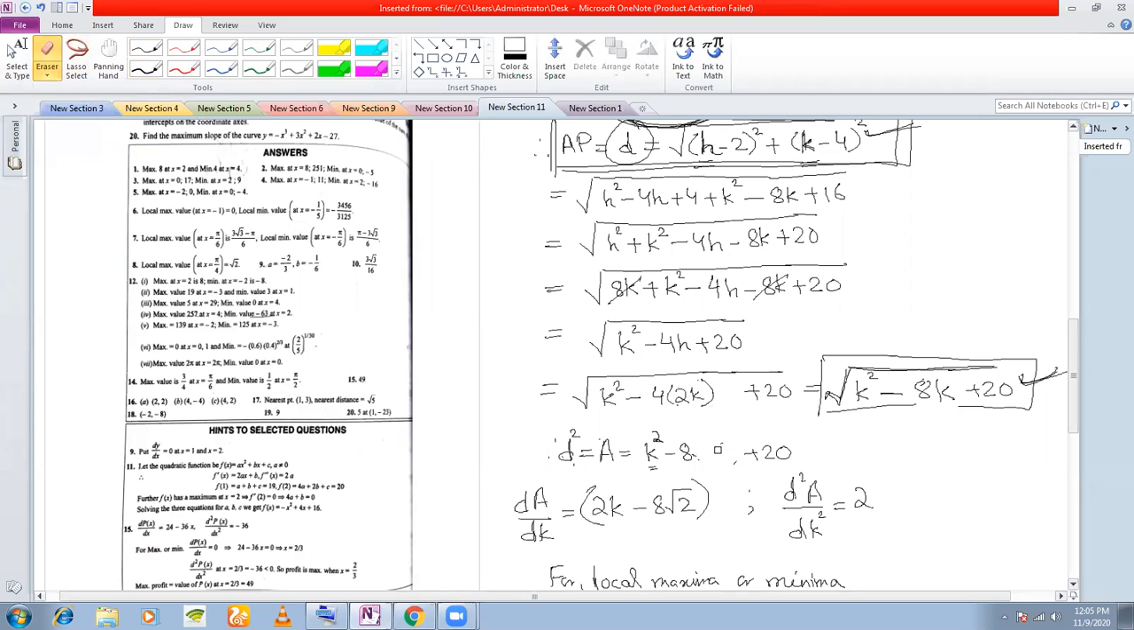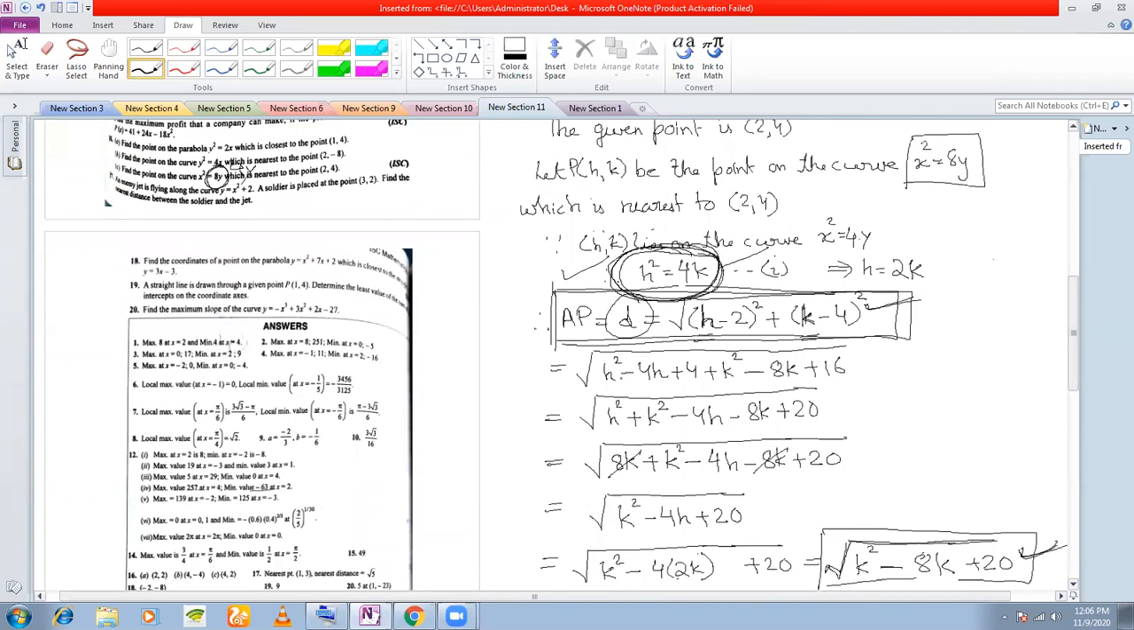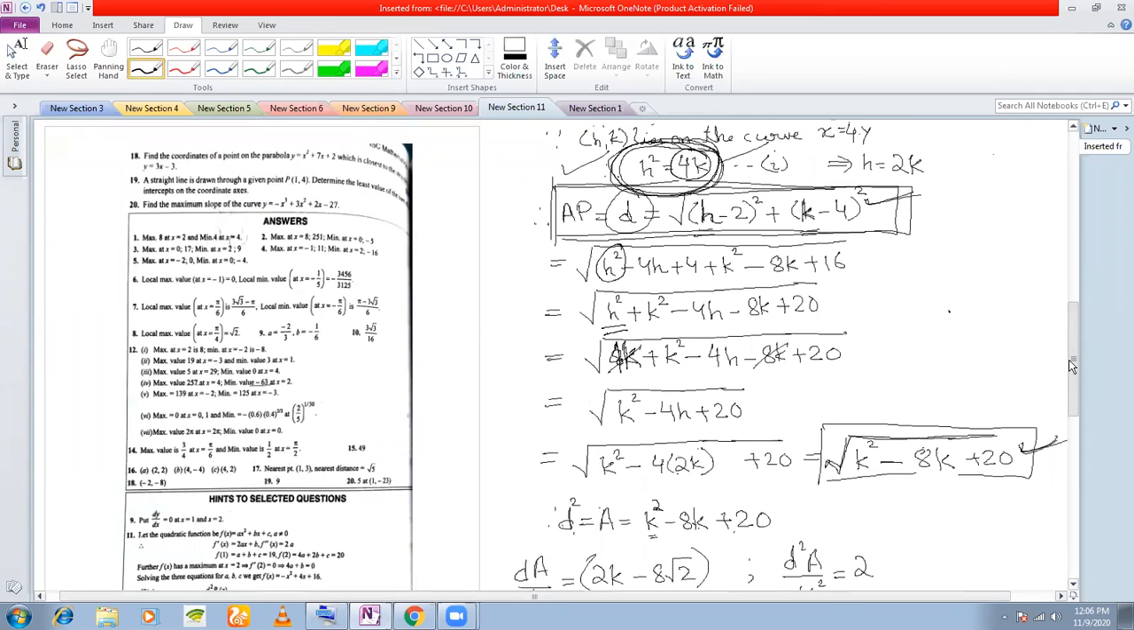Sir, from the things which we have changed now, can you explain AP is equal to d, the distance formula? Distance formula I have understood, but the approach of proceeding... See, h square is there. So I replace h square by 4k. This h square I replace by 4k. So there, this should also be 4k. Okay, we need to change a lot actually.